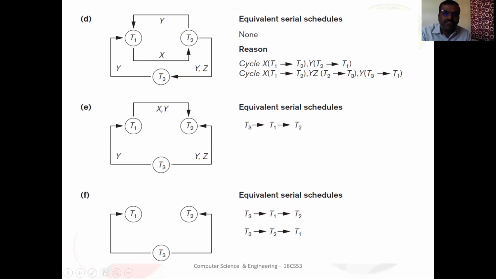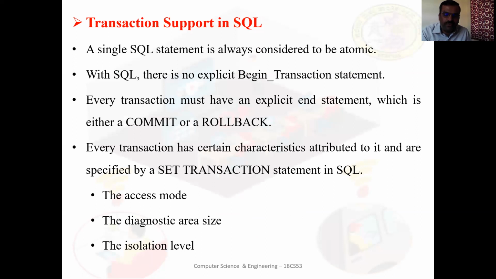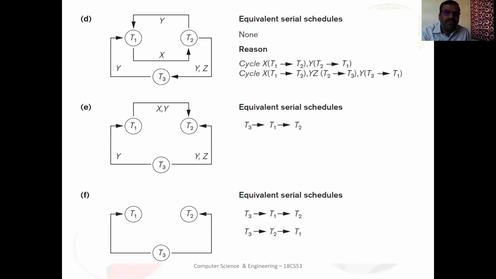Here in this precedence graph, there is no equivalent serial schedule. The reason is there are cycles in this precedence graph. It is not serializable. There is no equivalent serial schedule, because there are cycles in this precedence graph. So it's not serializable.